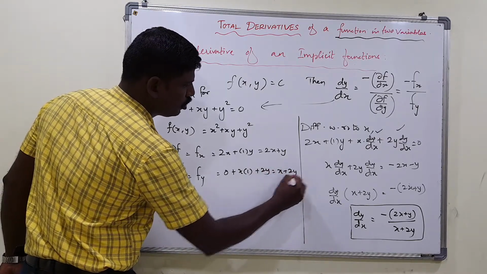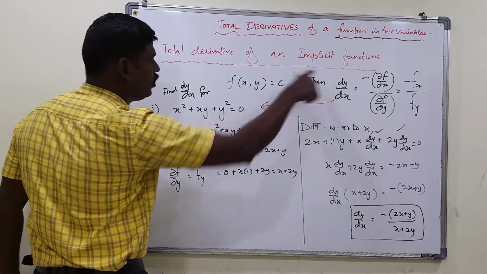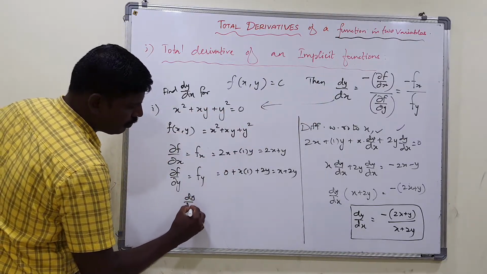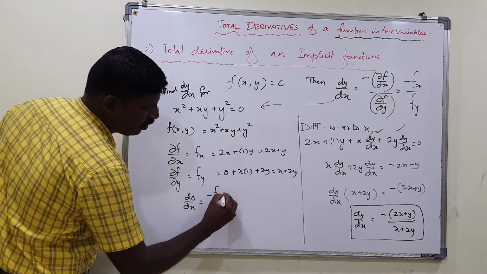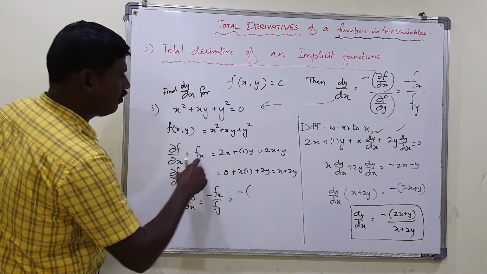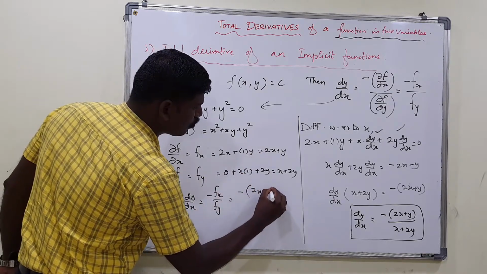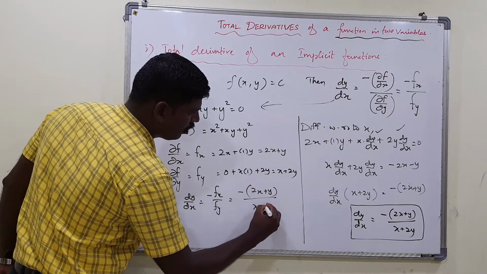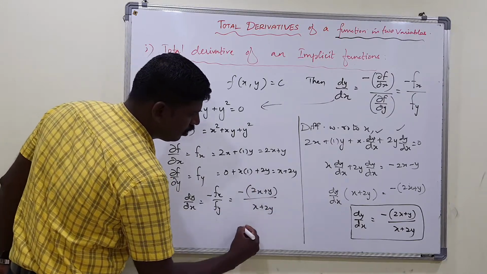That is equal to x plus 2y. So what is the formula to find the total derivative of this given function? dy by dx equal to minus fx by fy. That is equal to minus into fx. Fx is 2x plus y, isn't it? What is fy? x plus 2y, isn't it? That's all. That is the answer for the question.